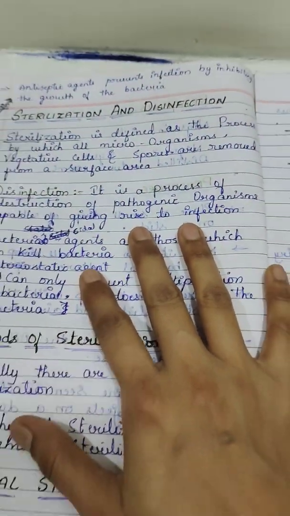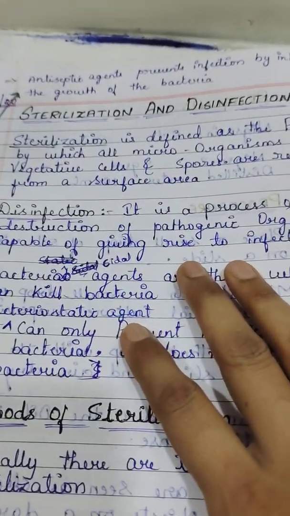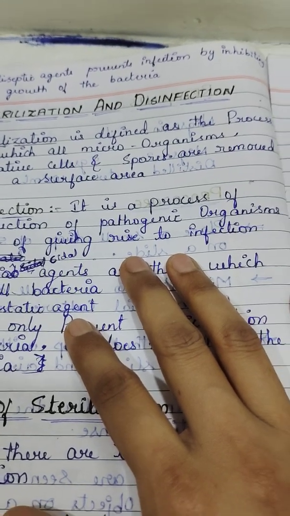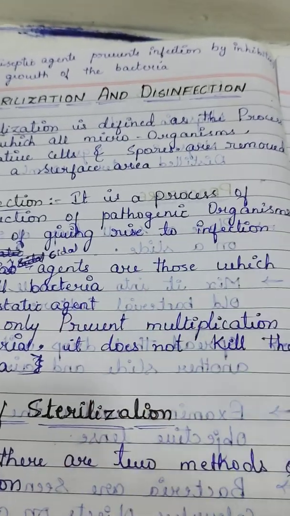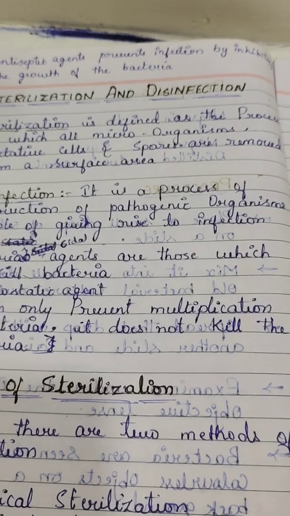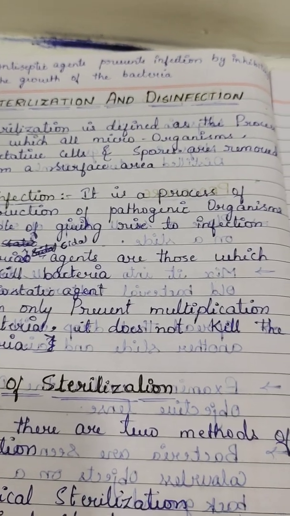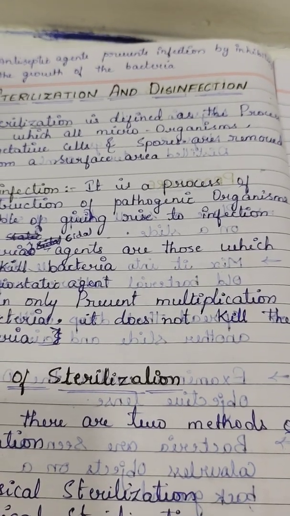Sterilization is defined as a process by which all microorganisms, vegetative cells and spores are removed from the surface area of an object.